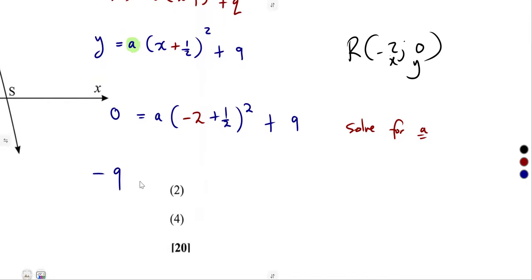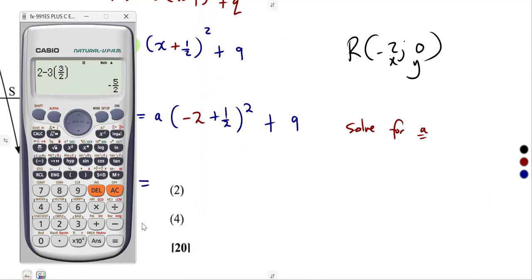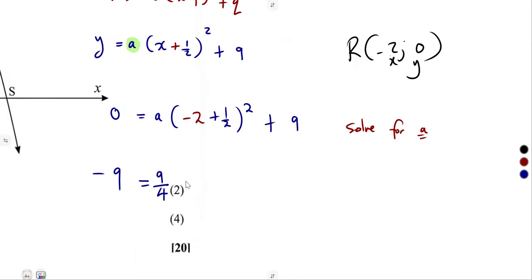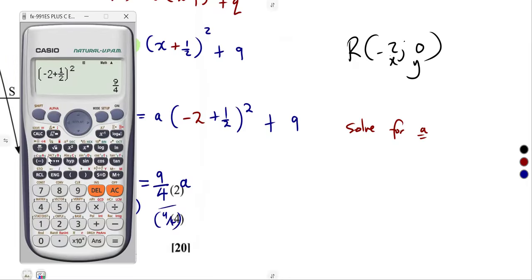So that's negative 9 is equal to, simplifying the right-hand side, that part inside of the bracket, negative 2 plus 1 over 2, then close the bracket and square it. So that was going to give us 9 over 4. So we're going to have 9 over 4 a. To determine the value of a, simply divide by 9 over 4, guys, or you can do your cross multiplication. It is in your hands. But do you see that this is simply 9 over 4?